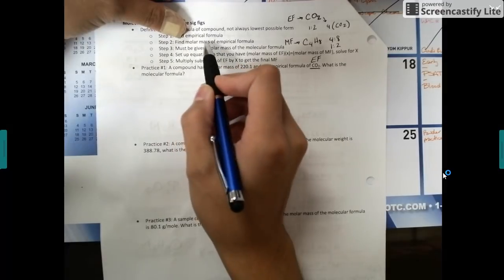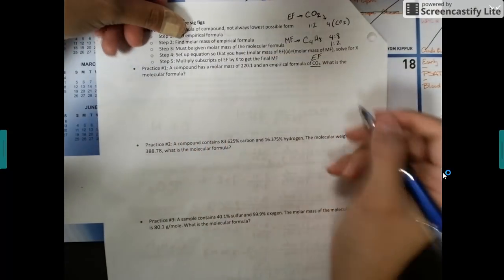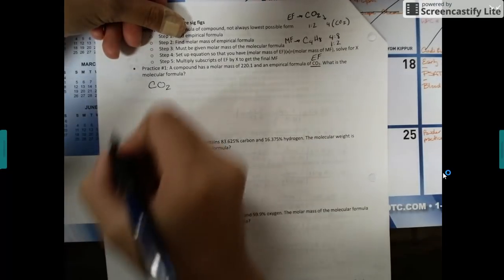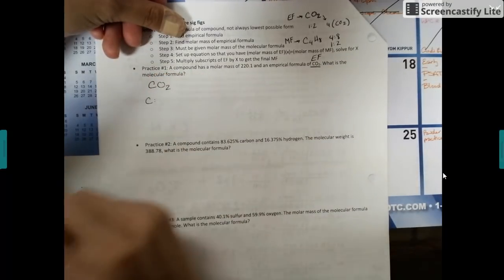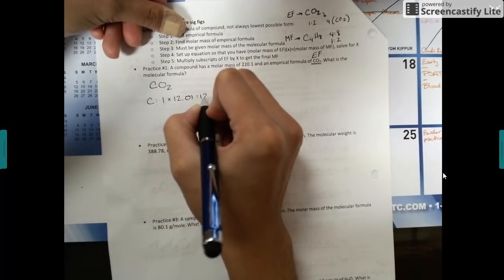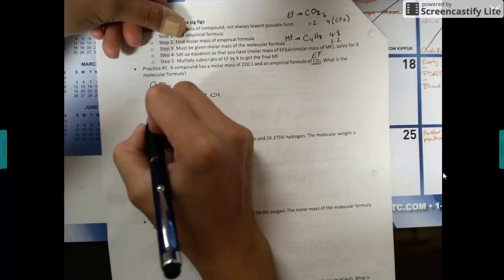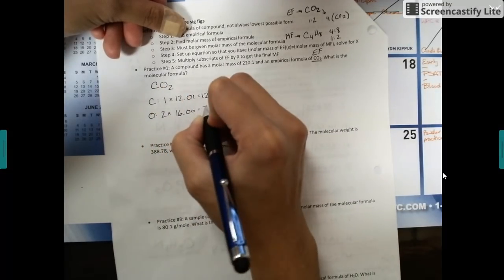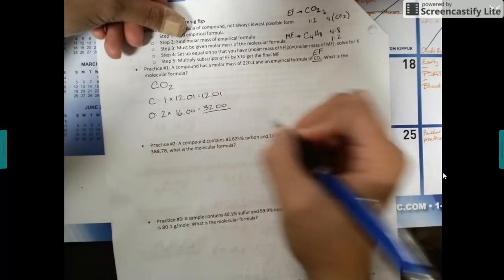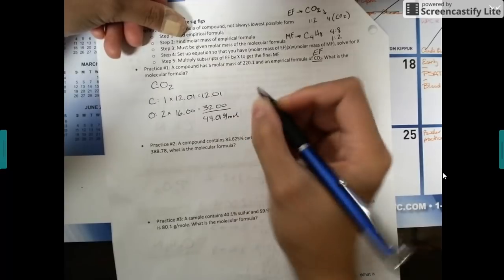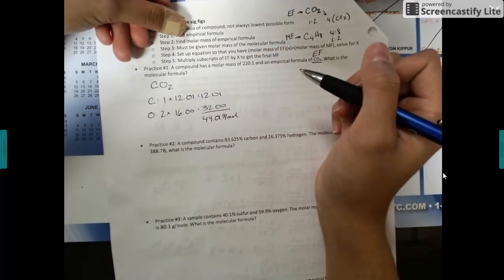Then you find the molar mass of the empirical formula. So my empirical formula is CO2. If I find the molar mass of it, there's 1 carbon, 12.01. There are 2 oxygens, 16.00, 32. My total here is 44.01 grams per mole. So I found the molar mass of the empirical formula.